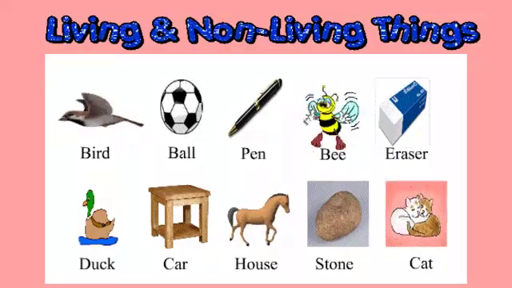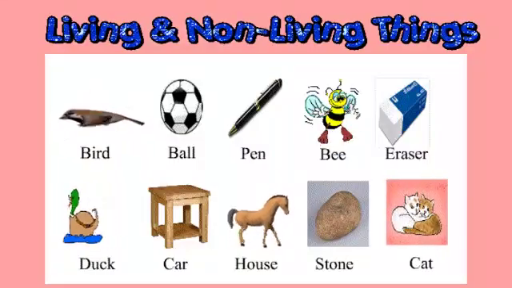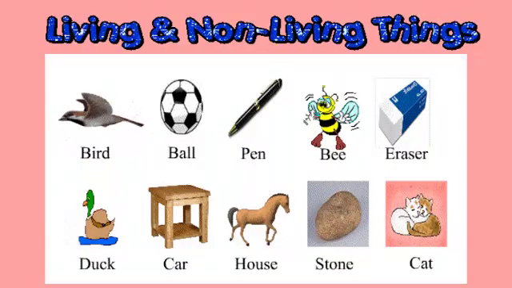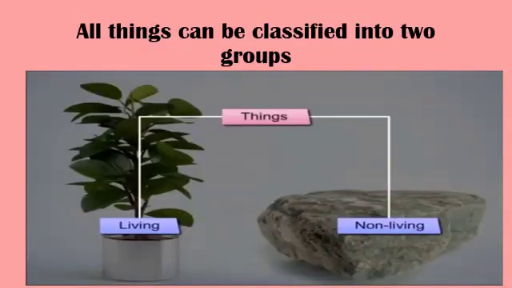Children, we see a wide variety of things around us. Some are living while others are non-living. Let us learn more about living and non-living things today. All things which are present in our surroundings can be classified into two groups. They are living and non-living things.